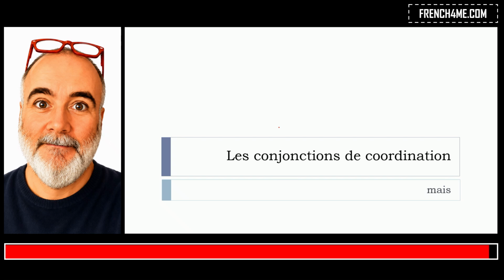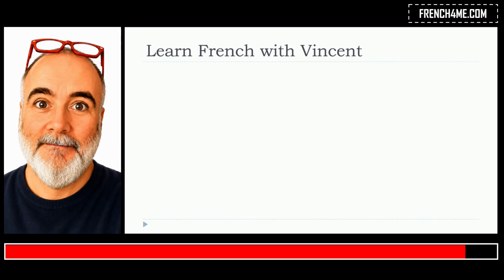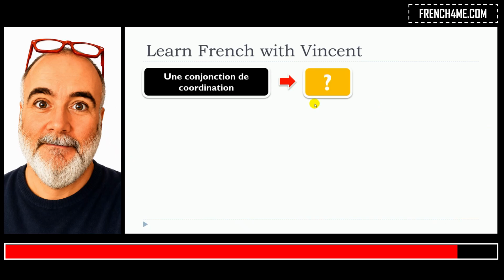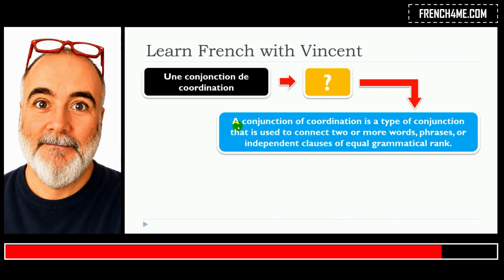In this lesson, we will see together les conjonctions de coordination, but more precisely, mais. So the question is, what is une conjonction de coordination? A conjunction of coordination is a type of conjunction that is used to connect two or more words, phrases, or independent clauses of equal grammatical rank. So you will use the conjunction to connect in the sentence two or more words, or then phrases or clauses.